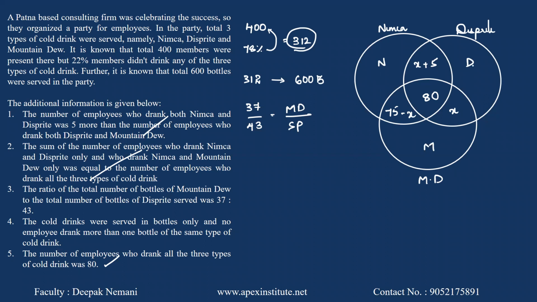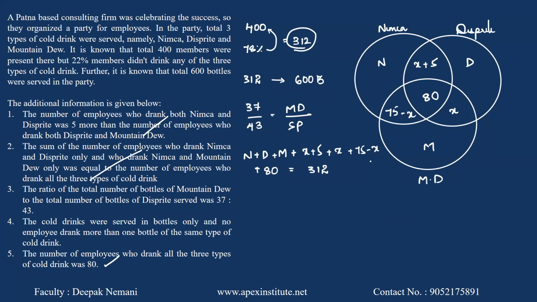Now the total number of persons will be equal to N plus D plus M, plus X plus 5 persons drinking only Nimca and Sprite, plus X persons only Sprite and Mountain Dew, plus 75 minus X persons drinking Nimca and Mountain Dew, plus 80, which is equal to the total number of persons who had at least one drink, which is equal to 312. Now this is one equation.